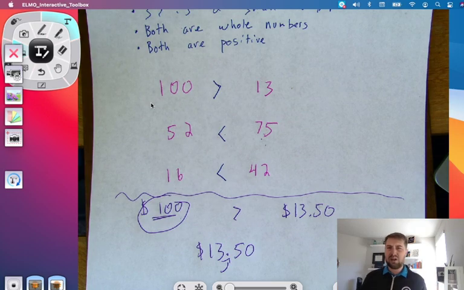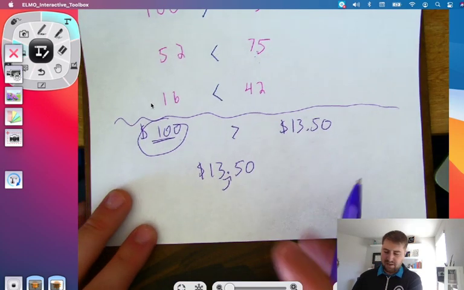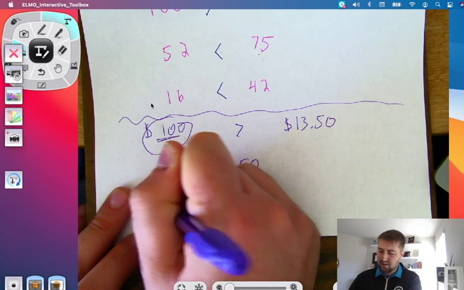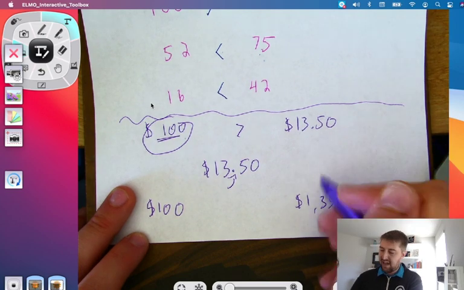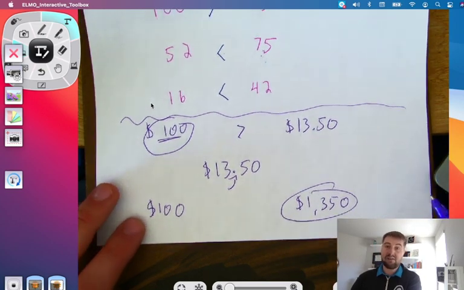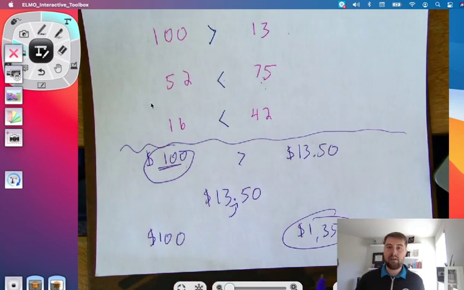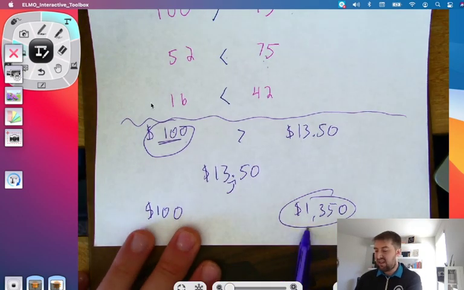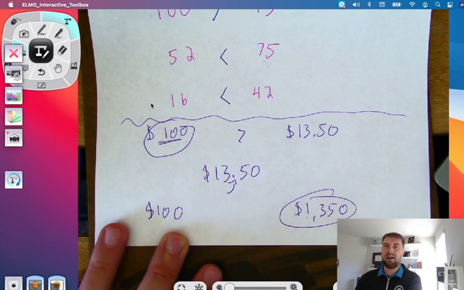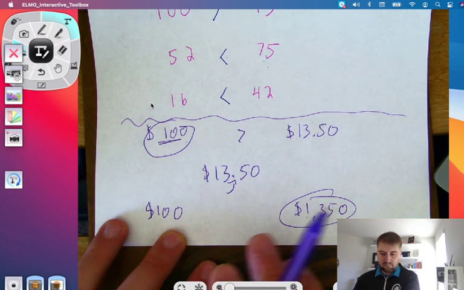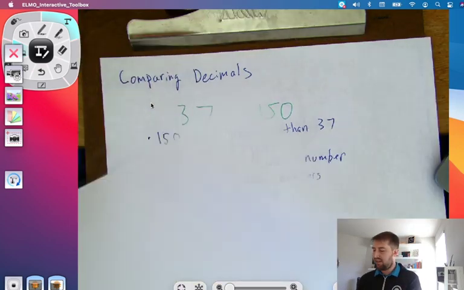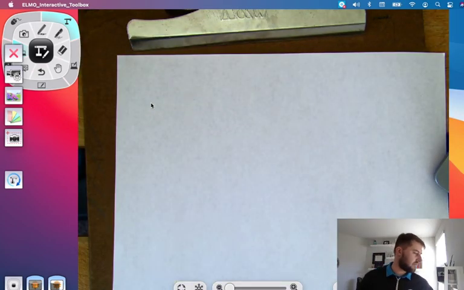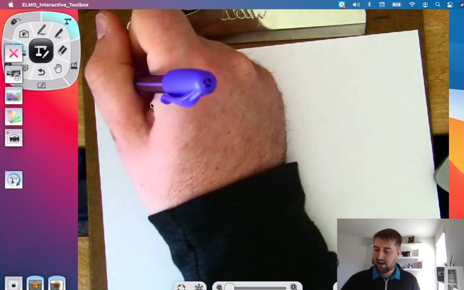Now, what if that decimal place wasn't there? What if we didn't have that decimal place, and we had $100, and we had $1,350? Well, in that case, $1,350 would be bigger or greater than $100, right? Okay. So now there's a comma, and that means we have $1,000, which is bigger than $100. Okay. I'm going to start this number, and we're going to take a deeper dive into some things with $13.50. Take a look at $13.50.